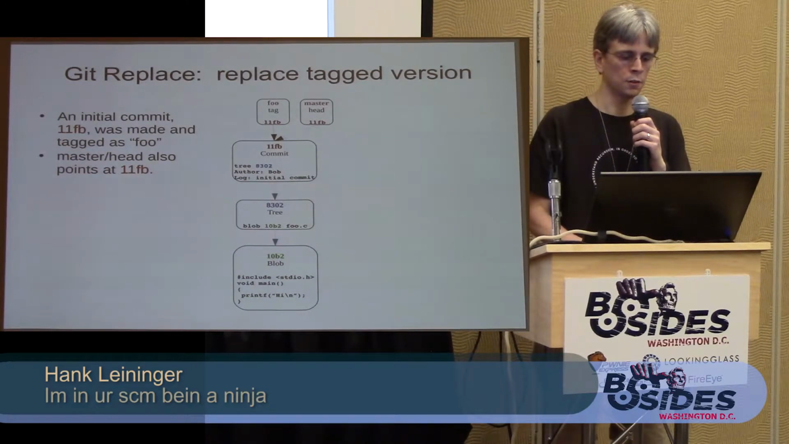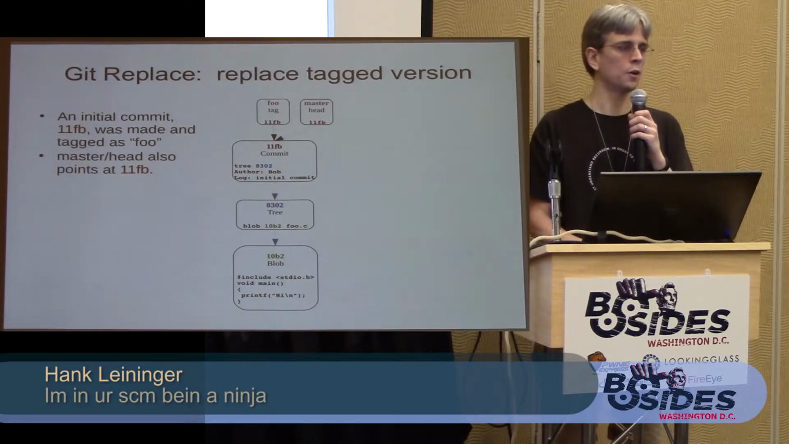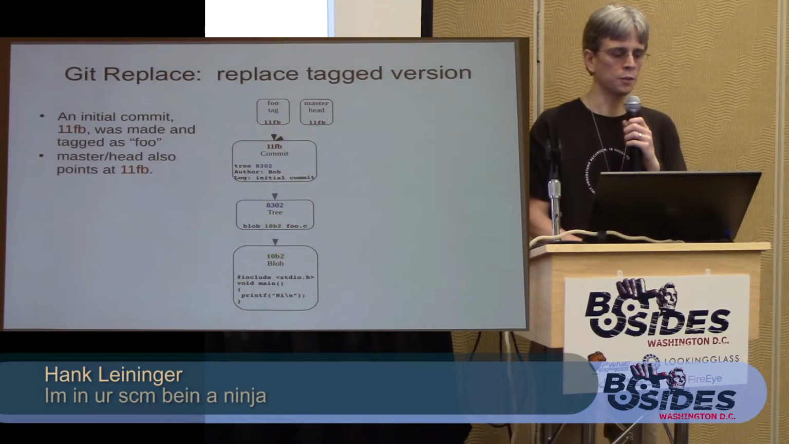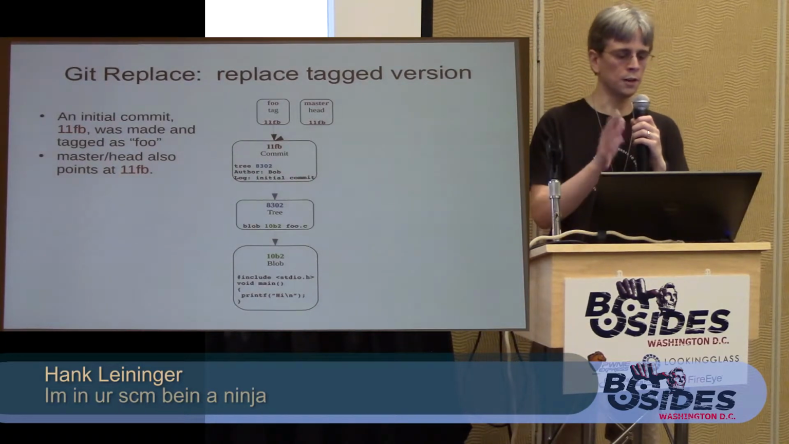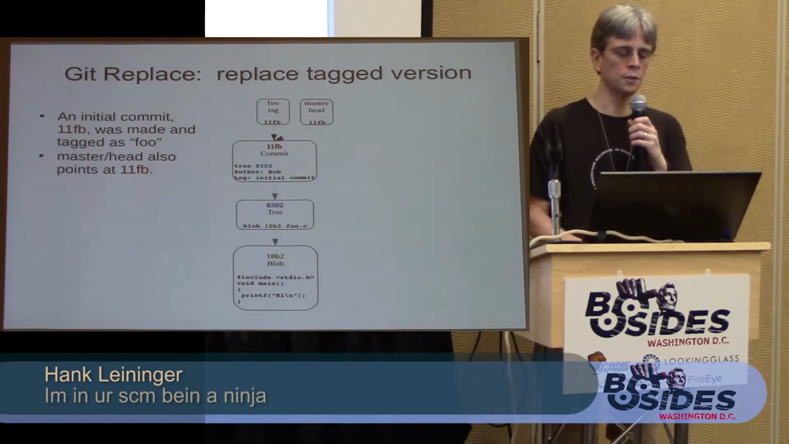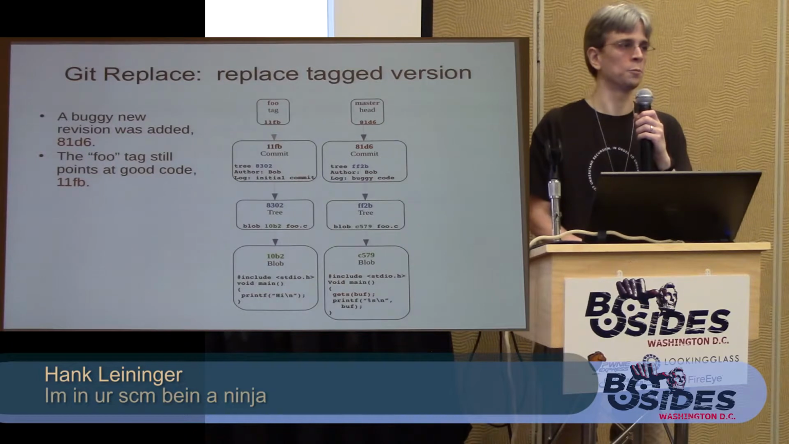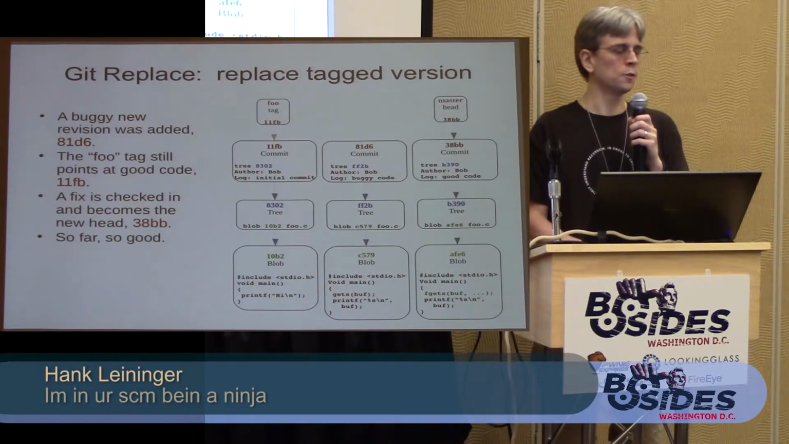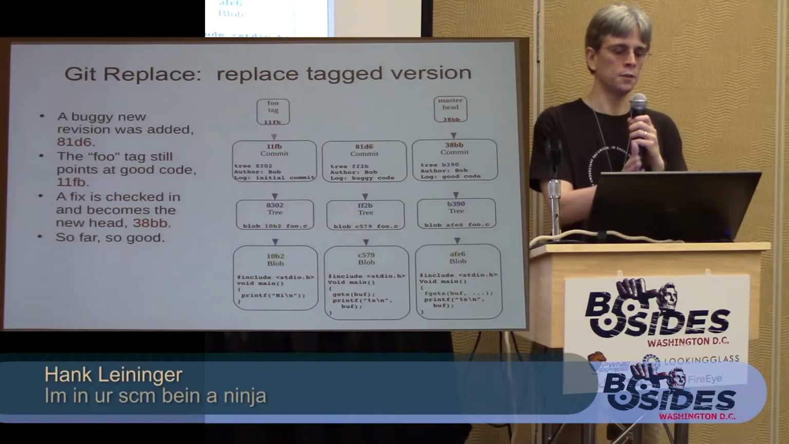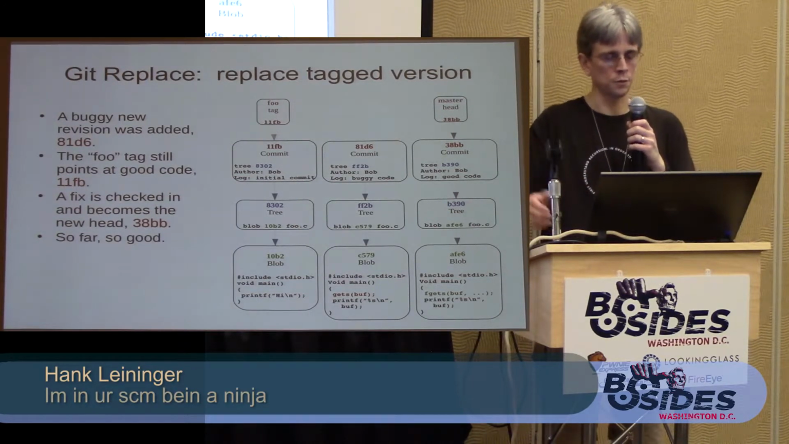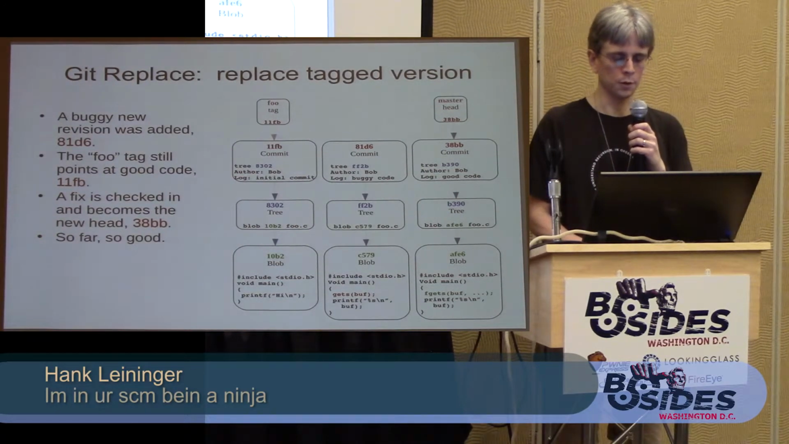In this scenario, we have an initial commit that contained safe, boring code, and a tag named foo that pointed to that. Then another revision was added. The new revision was buggy and insecure. Foo still points at the original, which was safe but had fewer features. Then another revision is added that fixed the bug that was just introduced. Head is now pointing there. Head always points to head.